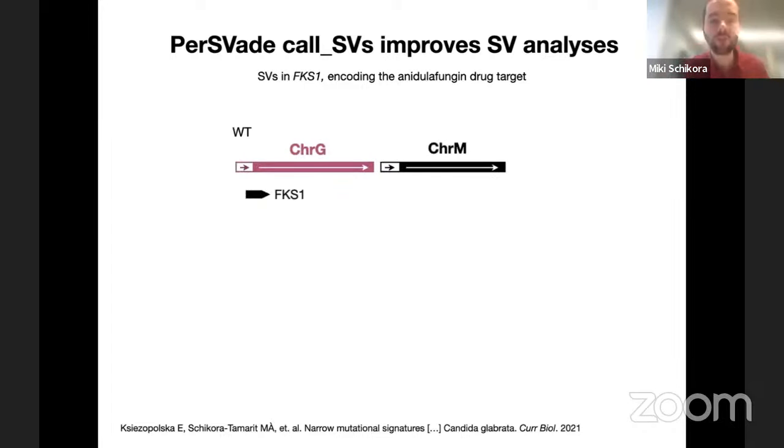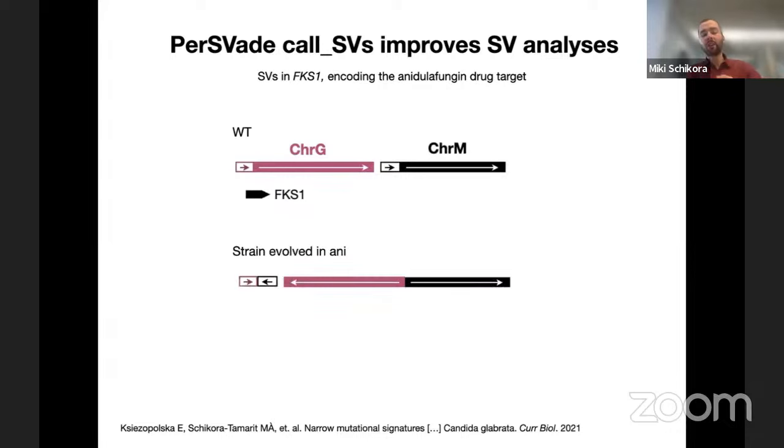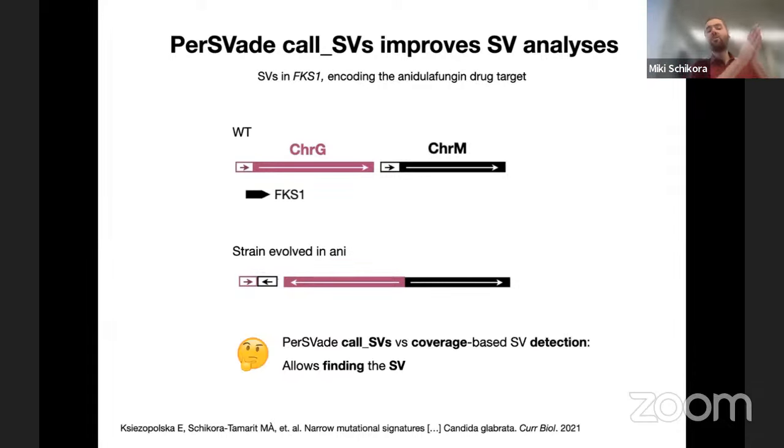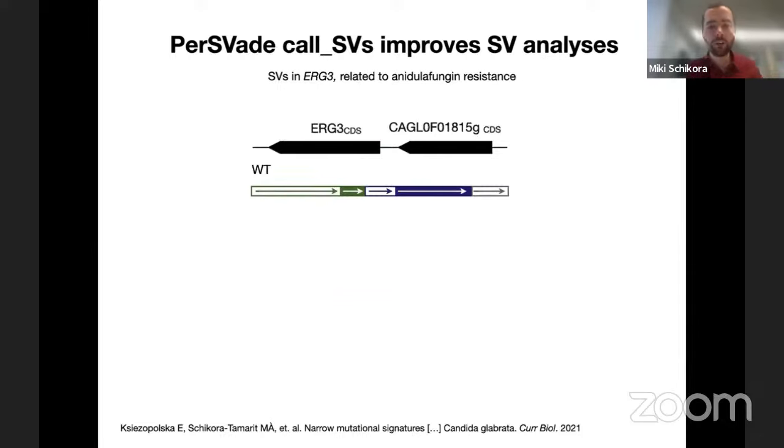Yet another example is in FKS1, where we also find some interesting structural variants. This gene encodes the anidulafungin drug target. This is how it looks in the wild type. We have FKS1 here. There is this strain evolved in anidulafungin where you have a balanced translocation between the two chromosomes, which basically breaks the gene. And this is not changing the coverage. So thanks to PerSVade, we can identify this variant at all and understand that this gene has been disrupted through this translocation.